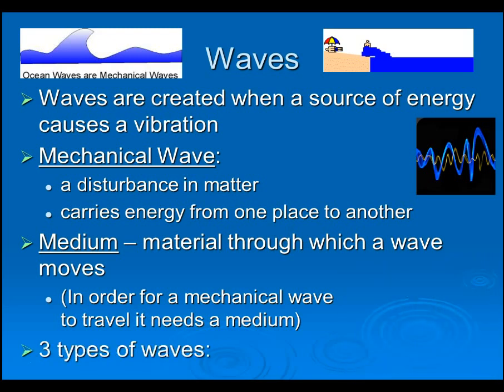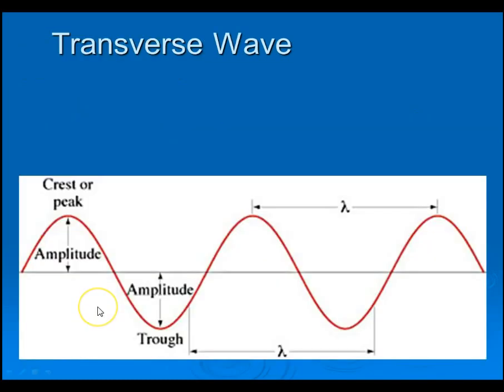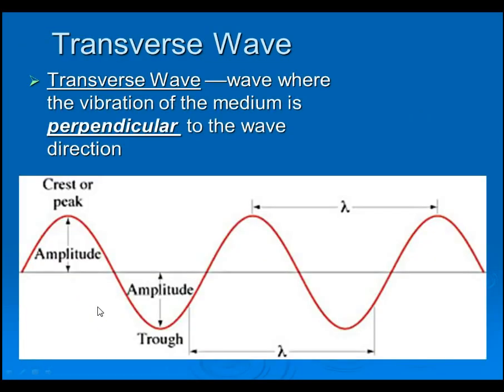So we have three types of waves. Let's go over them. First kind is going to be the transverse wave. A transverse wave is a wave where the vibration of the medium is perpendicular to the wave direction. Here you can see the main parts of a transverse wave. The amplitude is the distance to the top from the midline or from the midline to the bottom. Top is called the crest, bottom is called the trough, and the distance between each peak or each crest is called the wavelength, which we use the symbol lambda for.